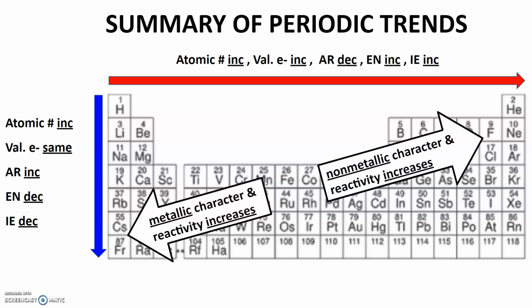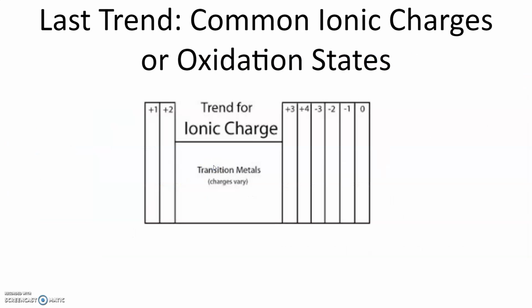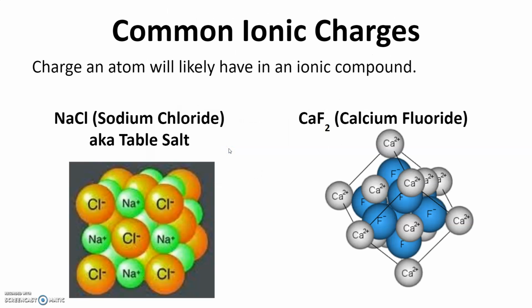So, in Unit 3, we learned about periodic trends, and there were quite a few periodic trends that we looked at. There's one more trend that's important for us to know, and this last trend is our common or ionic charges, or oxidation state trend. So before we get into the trend, let's define what that is.